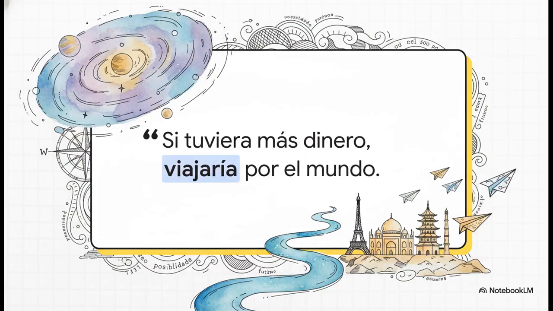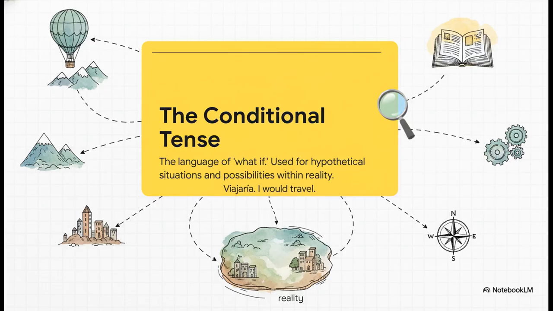But then there's a whisper, a daydream. If I had more money, she thinks to herself, I would travel the world. Now, this isn't a plan. It's just a possibility, a beautiful little fiction she's exploring in her own mind. And this is the conditional tense. It's the language of what if. Viajaría. I would travel. It's the branch of the map that explores all these hypothetical scenarios. It's still connected to reality, but it's exploring all the branching paths of possibility.